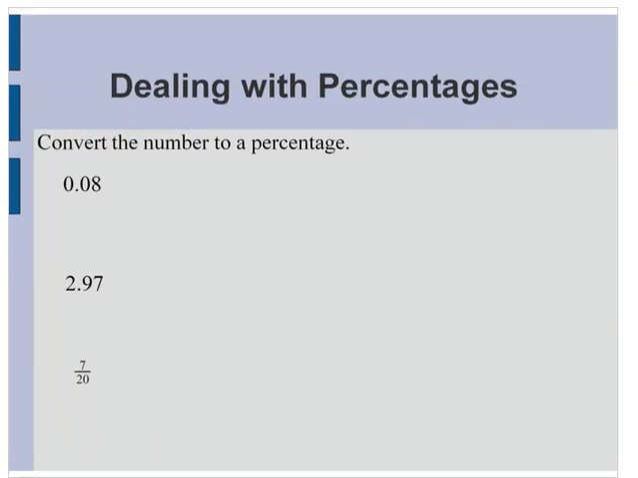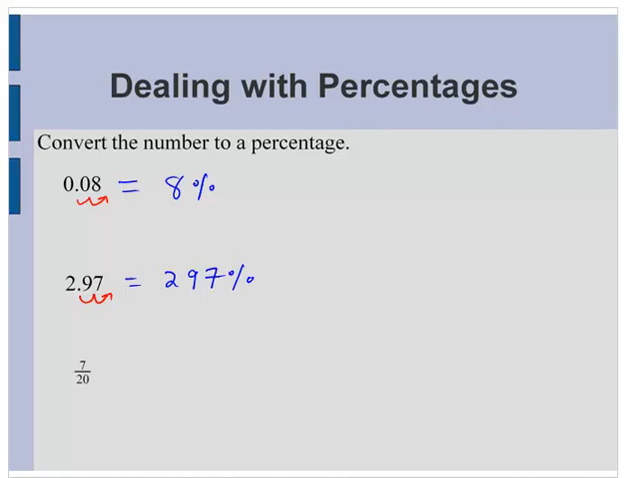Let's go in the other direction. Let's say we have a decimal number and we wish to write it as a percentage. If it's already a decimal number, all we need to do is go in the other direction. Move the decimal point 2 places to the right. 0.08 is the same as 8%. 2.97 is the same as 297%.